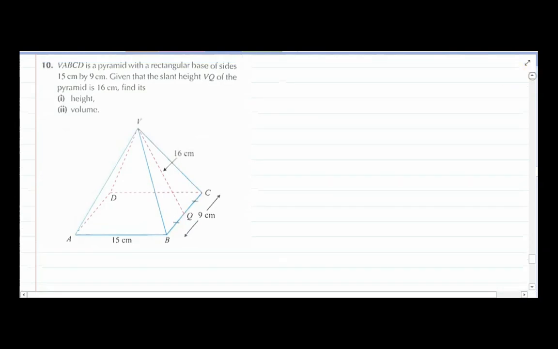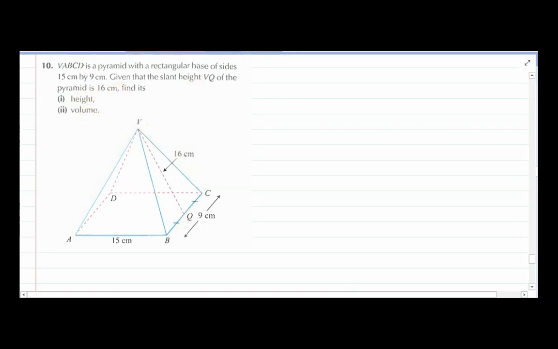It's question number 10. First, read the question carefully. VABCD is a pyramid with a rectangular base of sides 15 and 9 centimeter. Given that the slant height VQ of the pyramid is 16. Now one length is known, that means it is a reduction, or you can say instead of applying Pythagoras 2 times, now we need to apply only once. Find its height and volume.